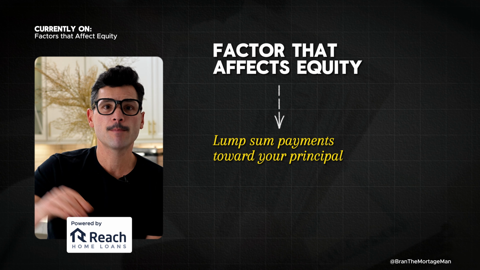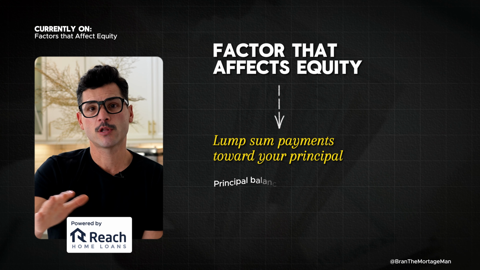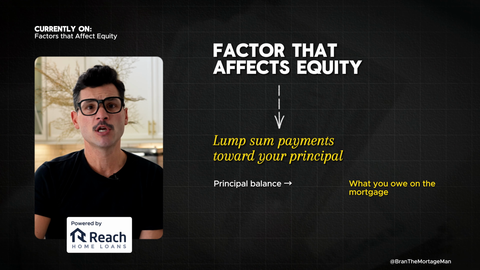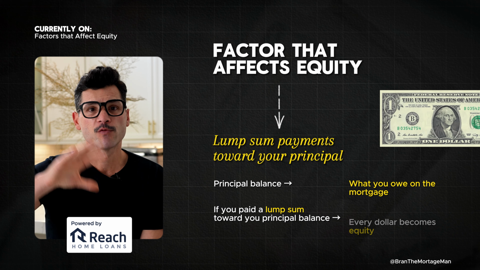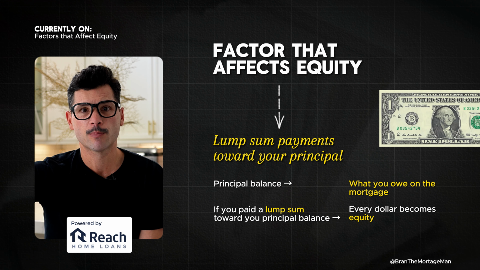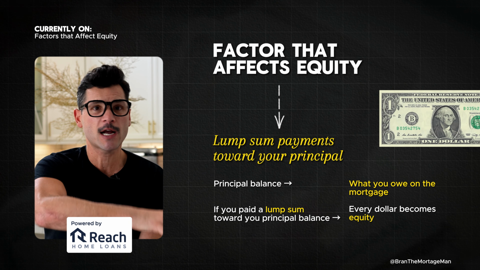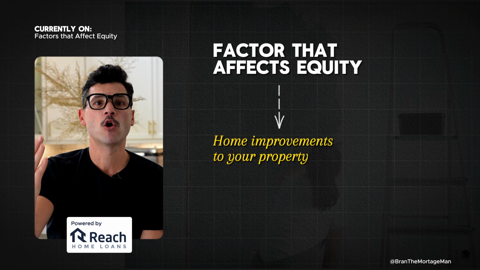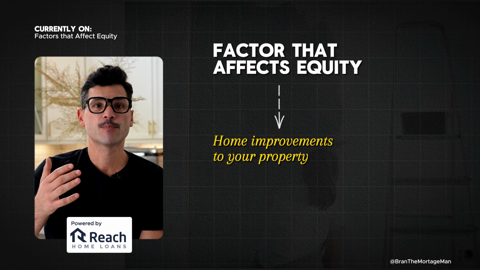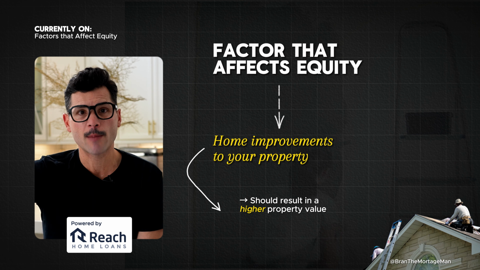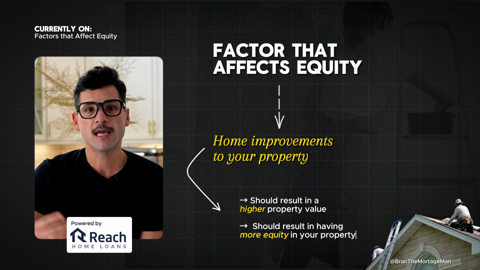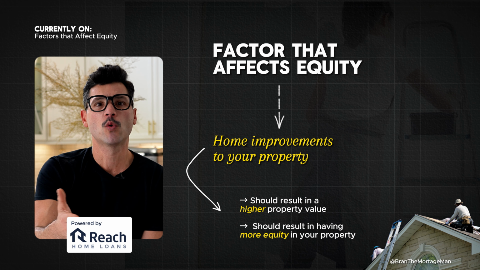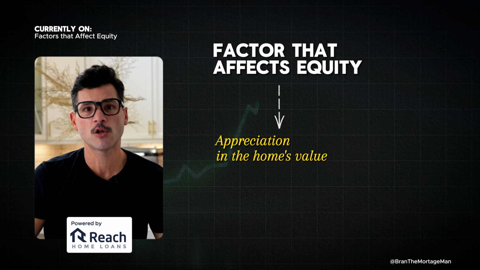If you made lump sum payments toward your principal, right? So the principal balance is what you owe on the mortgage. If you paid a lump sum toward that, every dollar of that lump sum you paid toward the principal becomes an equal amount of equity you now have in the property. Maybe you made home improvements to your property. Well, those improvements should result in a higher property value, which in turn would result in having more equity in your property. And of course, just appreciation in the home's value.